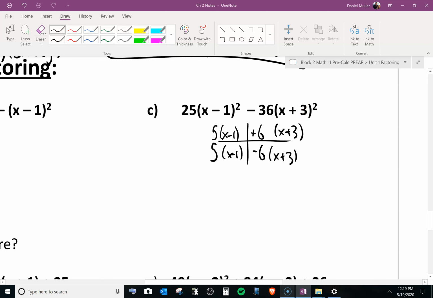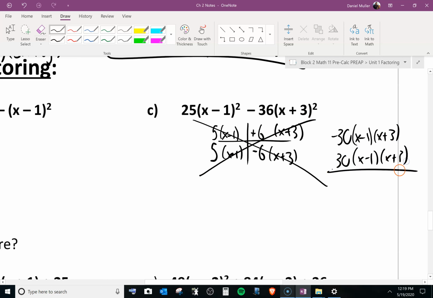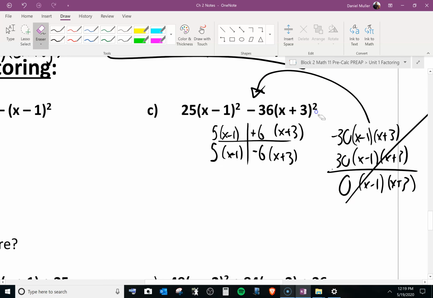So that's basically all there is to it. This diagonal is a negative 30 (x minus 1)(x plus 3). This diagonal is a positive 30 (x minus 1)(x plus 3). And if you add those, you're going to get a 0 times (x minus 1)(x plus 3). 0 times anything just makes it disappear, which is why my middle term has completely disappeared. So I've factored this completely.